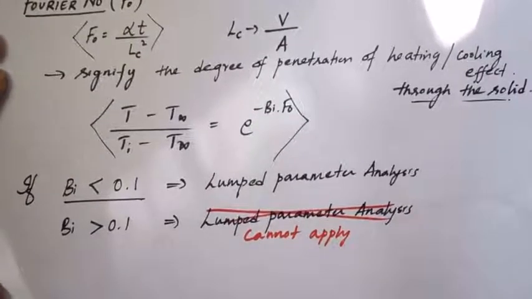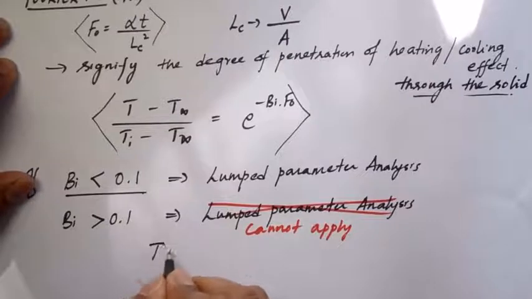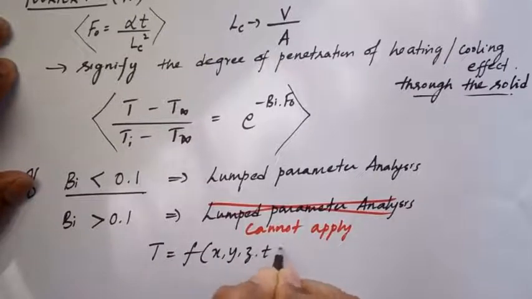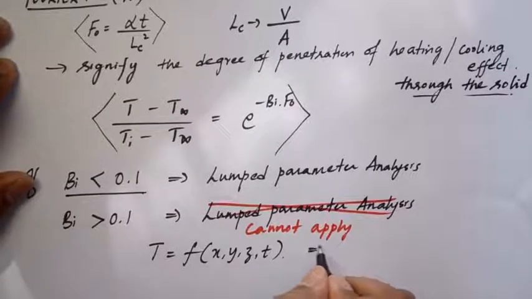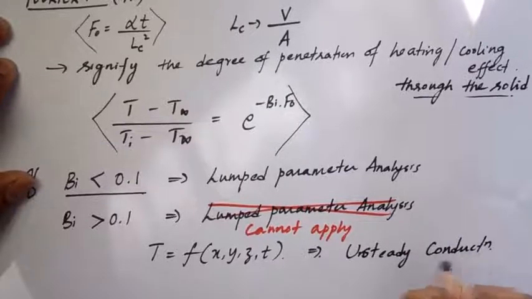Then what to do if the Biot number goes greater than 0.1? If Biot number is greater than 0.1, temperature is simply varying with respect to position as well as time. So we have different methods to solve unsteady state heat conduction when the Biot number goes beyond 0.1. We'll discuss all that in the upcoming videos.